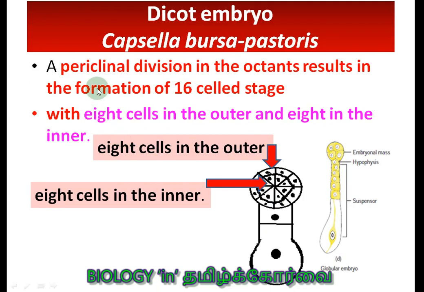Now, in this 8 cells, periclinal division takes place. Already 8 cells are there. Now, a periclinal division. Periclinal division means which is parallel to the surface. Anticlinal means it is at right angle to the surface. That is the difference between periclinal and anticlinal.